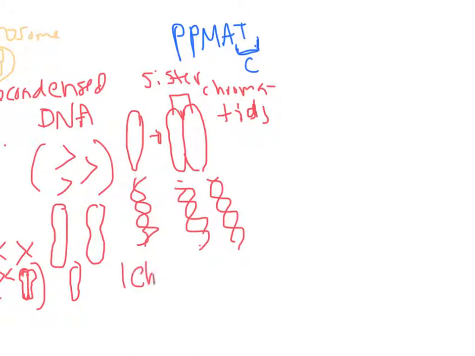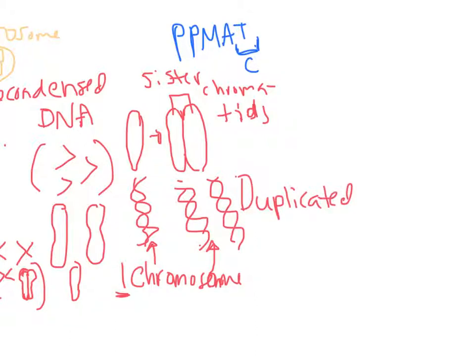So we start with one chromosome. In the beginning, that's G1, and then by the end of S phase, we still have one chromosome. It's just duplicated now.